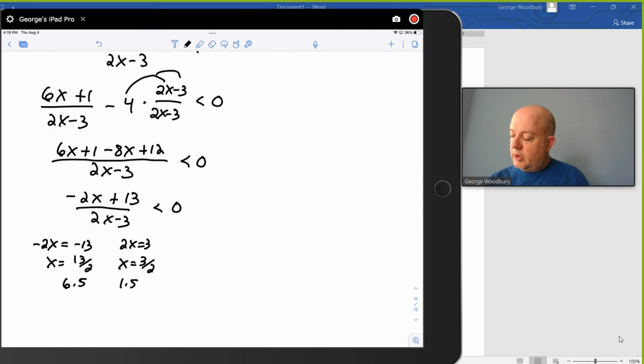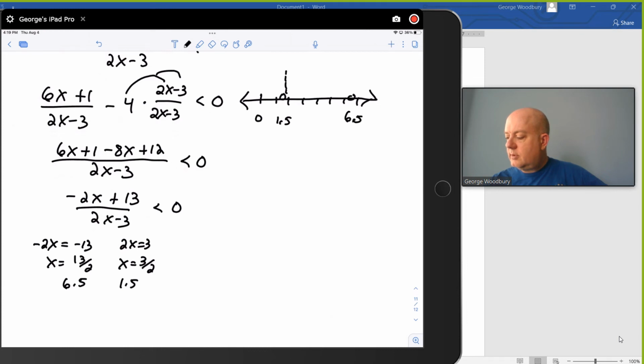So on a number line, those are both positive. So I'm going to put my 0 over to the left. 1, 2, 3, 4, 5, 6, 7. One was at 1.5, and one was at 6.5. And there I have my 3 intervals.